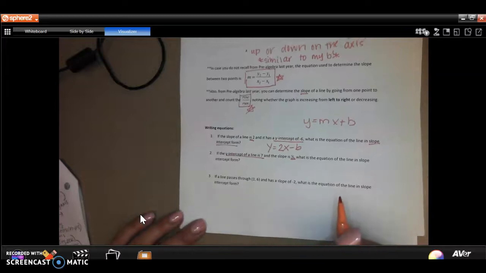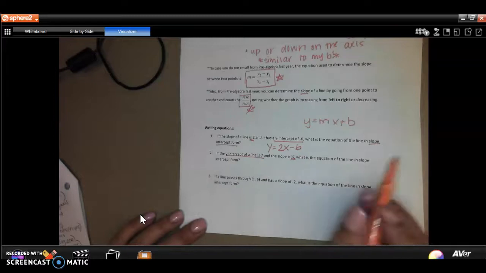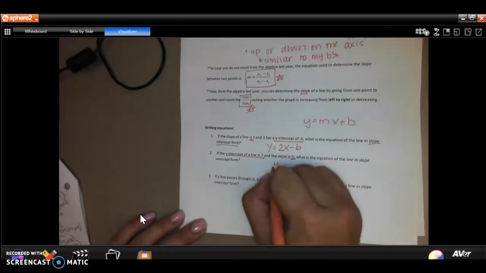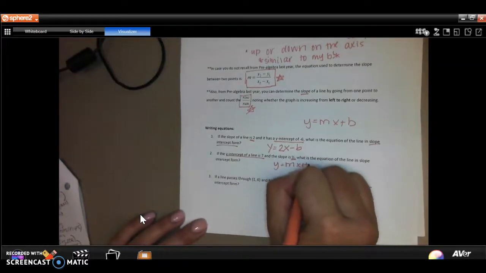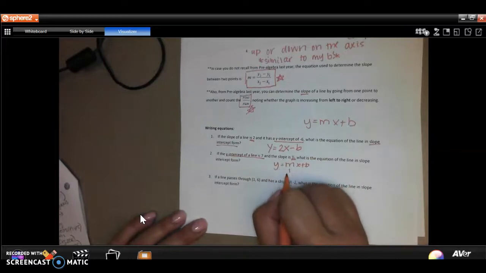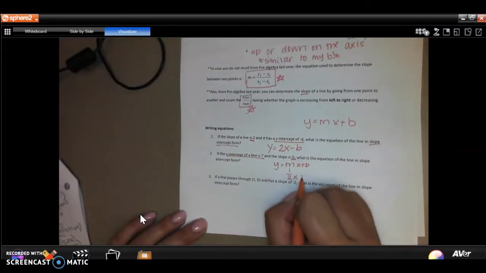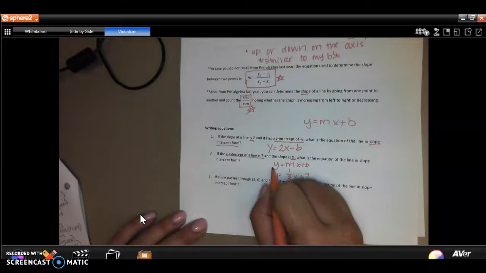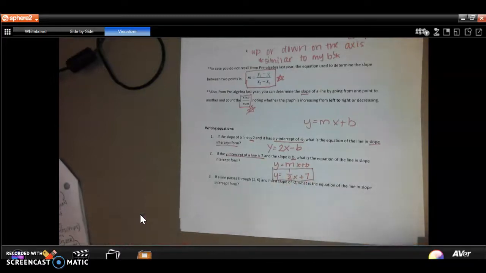If the y-intercept of a line is 7 and the slope is 1/2, what is the equation of the line in slope-intercept form? Well, y is equal to mx plus b, right? My m is 1/2. Tack on your x plus 7, so we have y equals 1/2 x plus 7.